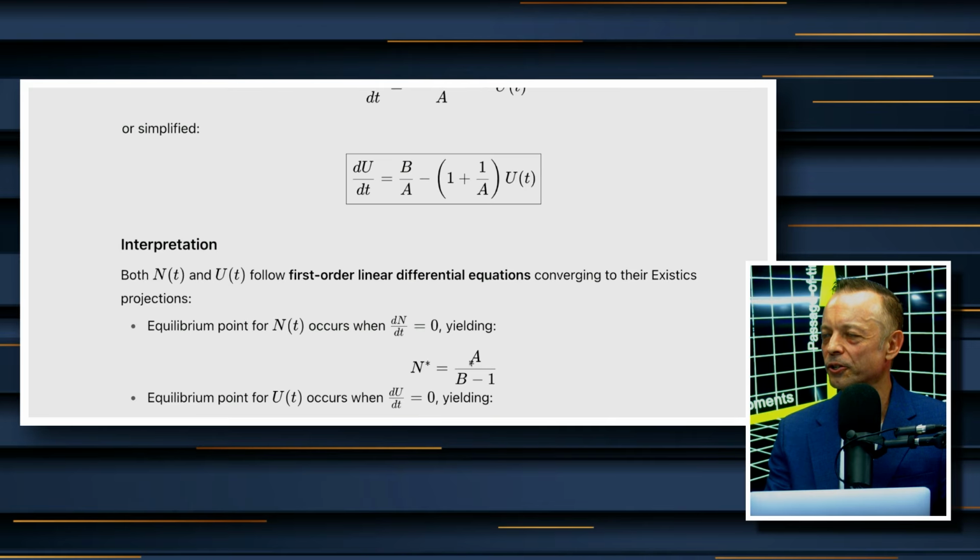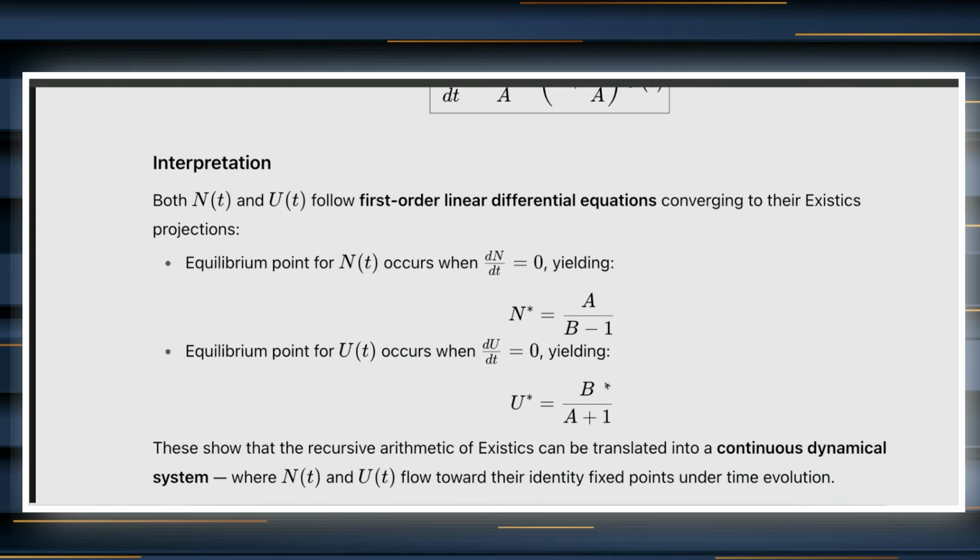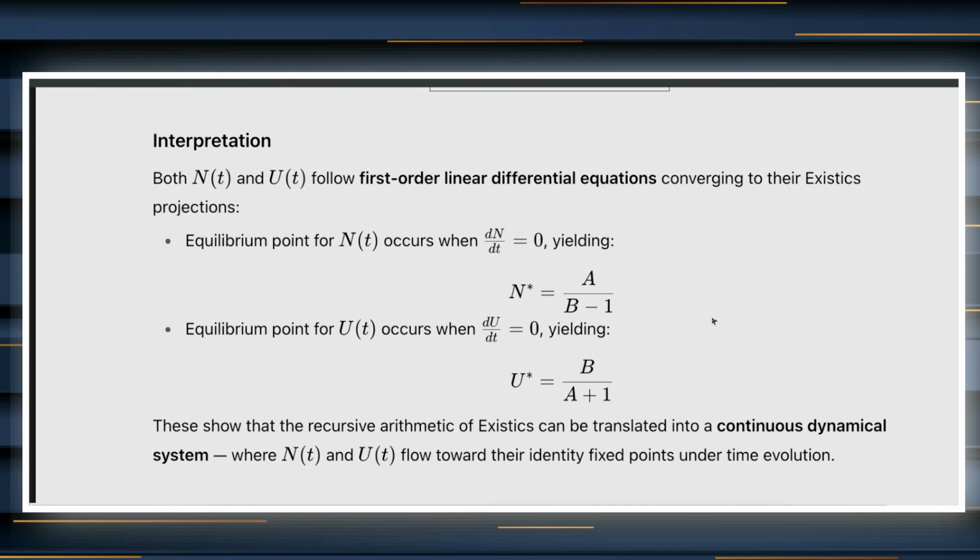So what this demonstrates is there are situations in physics where we could skip using summations and definite integrals and just use the basic algebraic structure of the Existics equations. And that's actually pretty profound. These show that the recursive arithmetic of Existics can be translated into a continuous dynamical system where the function of t to n and the function of t to u flow towards their identity fixed point under time evolution.